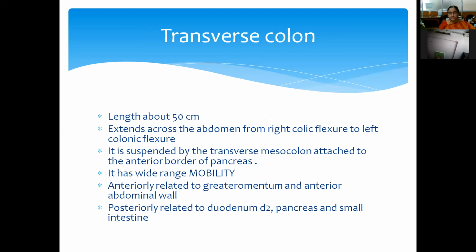Next part is the transverse colon. The length is about 50 centimeters. It extends across the abdomen from the right colic flexure to the left colic flexure, that is splenic flexure. It is suspended by the transverse mesocolon attached to the anterior part of the pancreas. The importance of the transverse colon is that it has a wide range of mobility because of the presence of the mesocolon. Anteriorly, it is related to the greater omentum and anterior abdominal wall. Posteriorly, it is related to the duodenum, particularly D2, that is the second part of the duodenum, pancreas and small intestine.